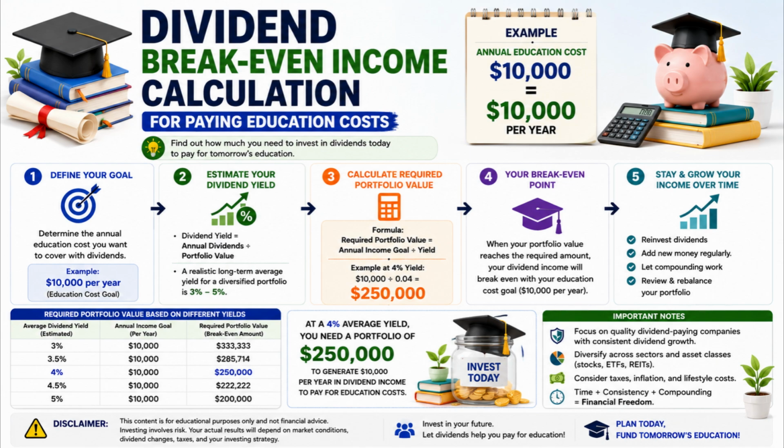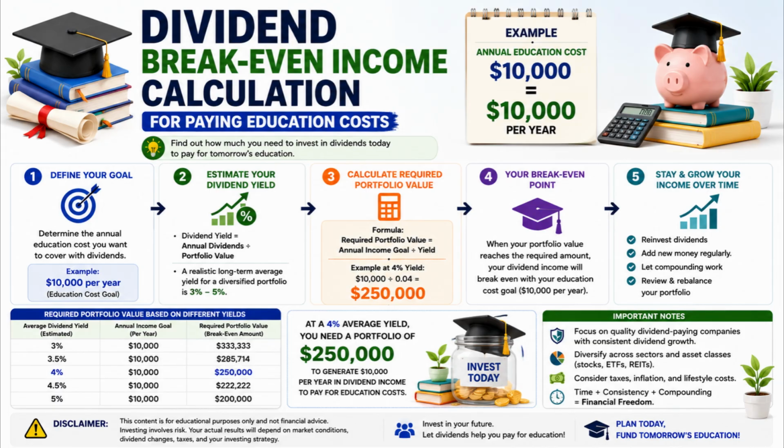After that, you can calculate the required portfolio value. The formula is simple. Required portfolio value equals annual income goal divided by dividend yield. For example, if your annual education cost goal is $10,000 and your average dividend yield is 4%, then you divide $10,000 by 0.04. This gives a required portfolio value of $250,000. Therefore, at a 4% average dividend yield, you would need approximately $250,000 invested to generate $10,000 per year in dividend income to help pay for education costs.